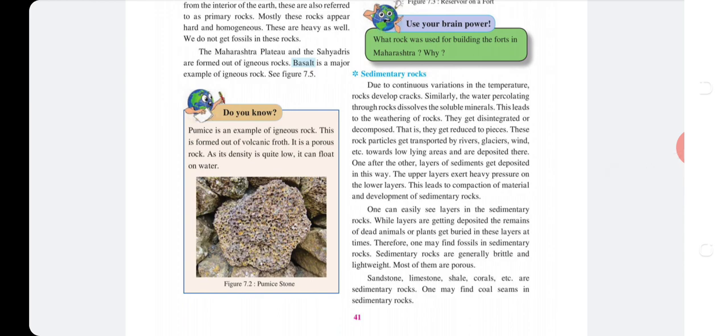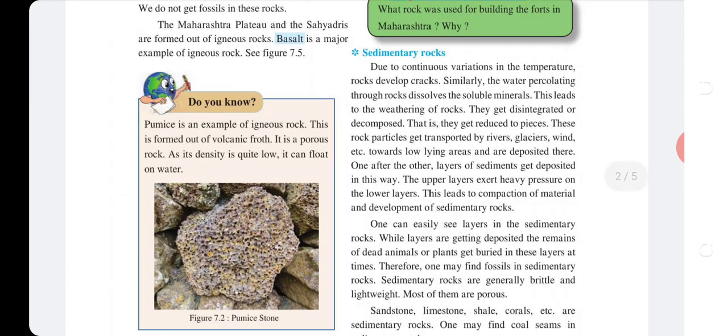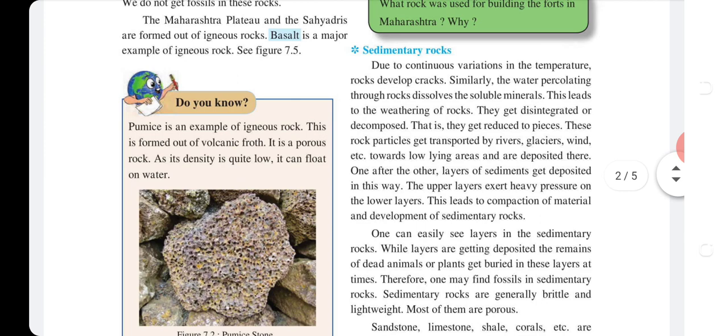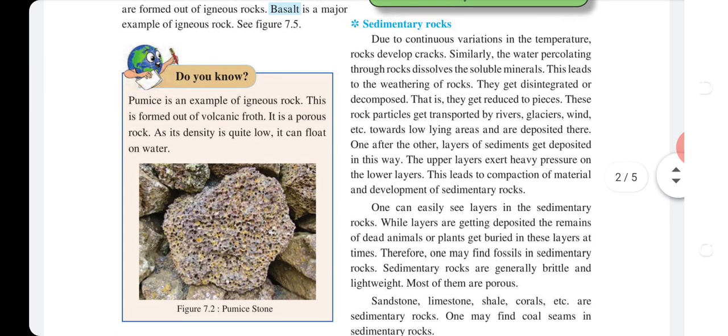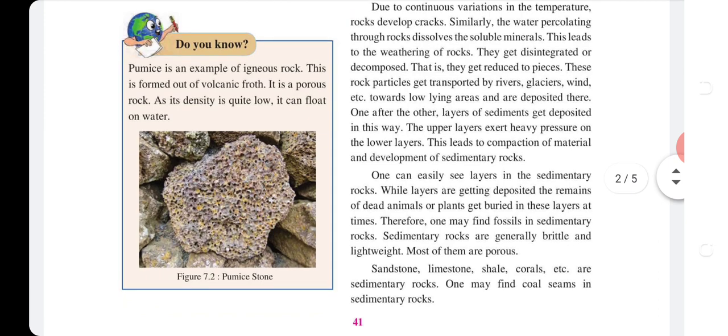Sedimentary rock. Due to continuous variation in temperature, rocks develop cracks. Similarly, the water percolating through rocks dissolves the soluble minerals. This leads to weathering of rocks. They get disintegrated or decomposed, that is, they get reduced into pieces. These rock particles get transported by rivers, glaciers, wind, etc. towards low-lying areas and are deposited there.